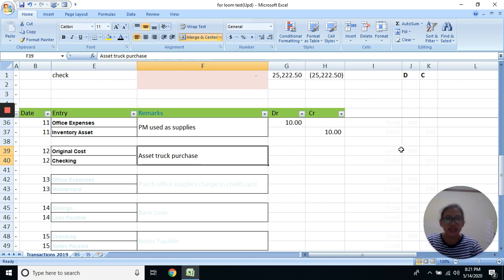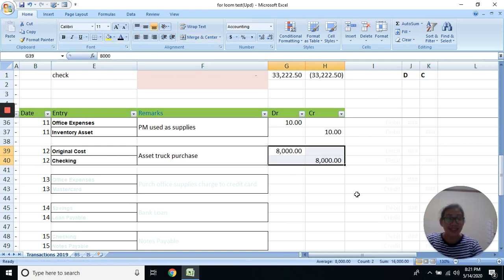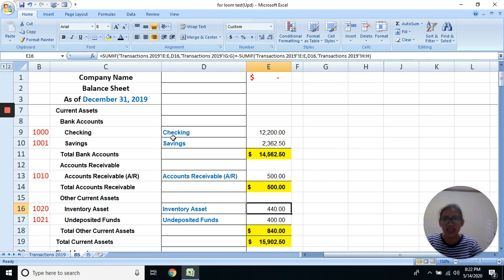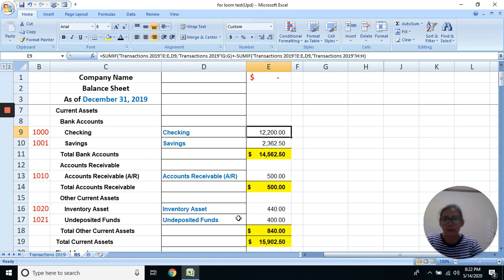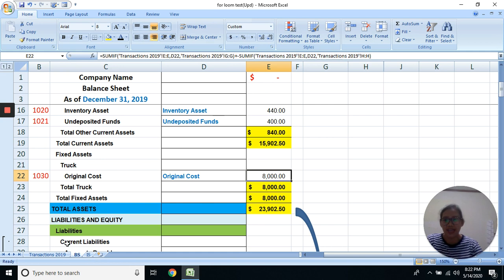Next transaction. So we purchase an asset, a truck, worth 8,000. So we credited it in our checking account. So our checking account decreases by 8,000, and our truck asset, which we purchased, increases by 8,000.